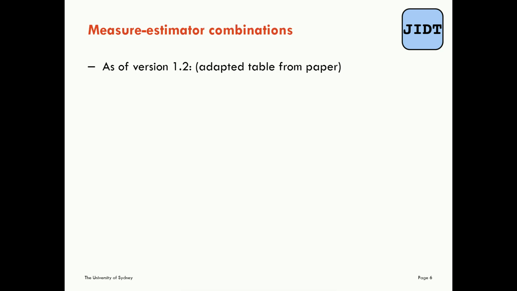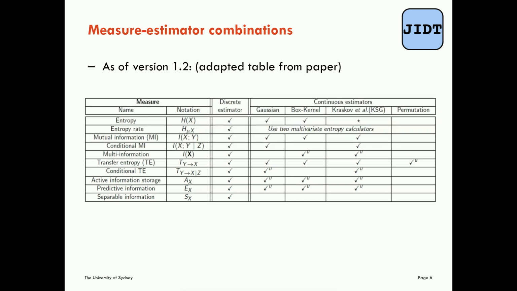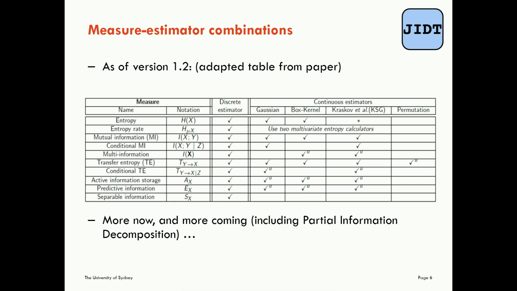As of version 1.2, we have a table showing which measures we have implemented and which estimator types we have implemented for each measure, and you'll see that we have a very wide coverage there of the measures and the estimators that are implemented for them, and that is growing with time as well. This is valid as of version 1.2. There are more of those ticks in the table filled out now, and more coming as well, including some new measures coming online soon for the partial information decomposition.